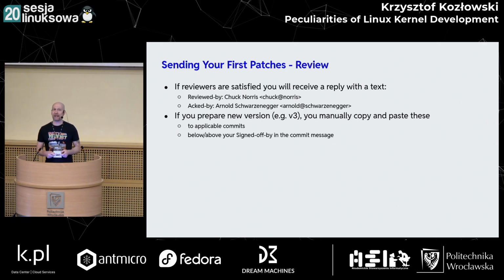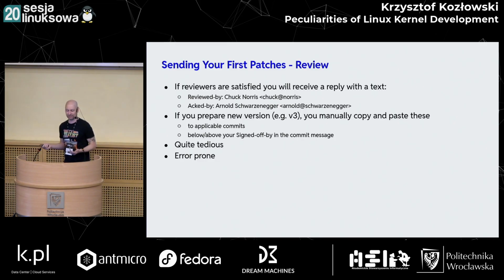And if you ever prepare the next version of your code, like a v3, because some patches were okay but some were not, then you should manually copy this and paste it into the applicable commits. You edit the commit, amend the commit, and you should paste these things without making mistakes, please, especially with someone's name. This is quite a tedious, manual process. It's error-prone. If you select not the full text, but forget, let's say, the first character of the person's first name, that's obviously a mistake.